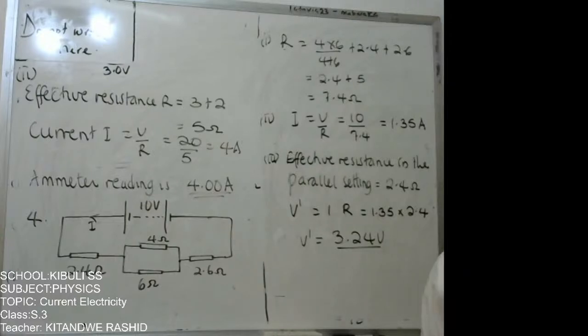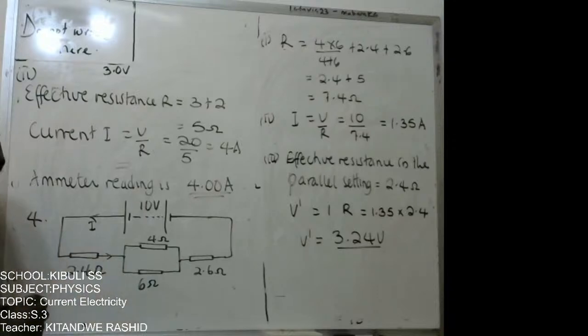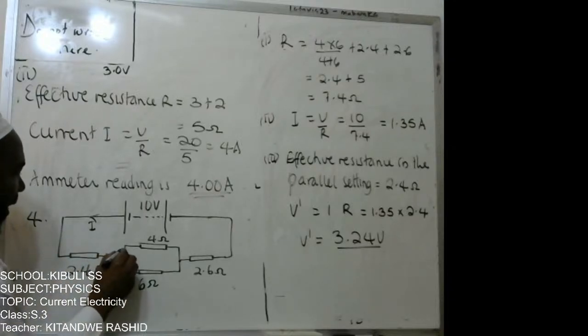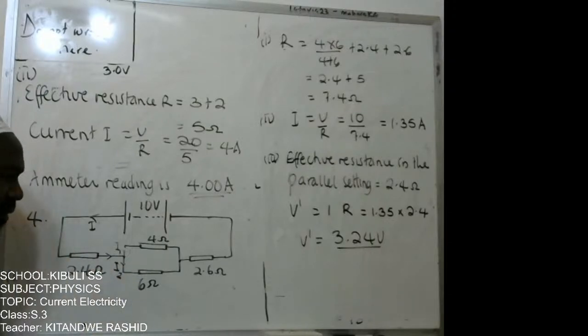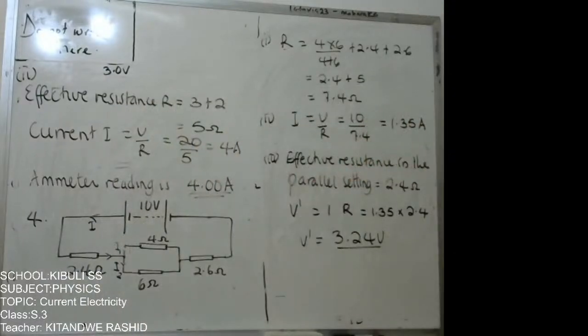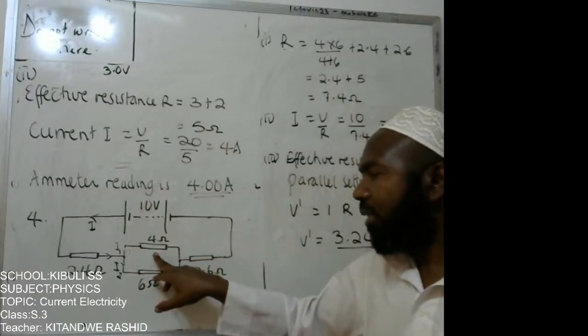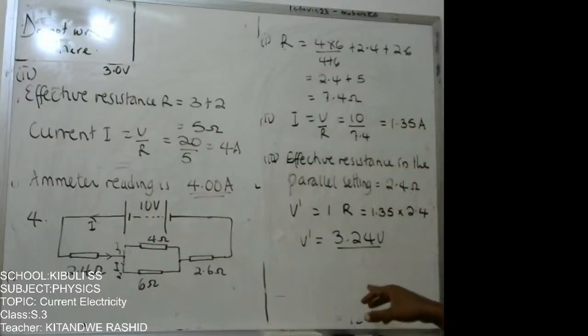Now the last question, current through the 4 and the 6. Now this current here, once it reaches here, it's subdivided into I1 and then I2. So the question asking for current in 4 and 6 is actually asking for I1 and I2. Now since we had said that the PD across the 4 is the same PD across the 6, and you have already got it at 3.24, we are going to simply use Ohm's law.